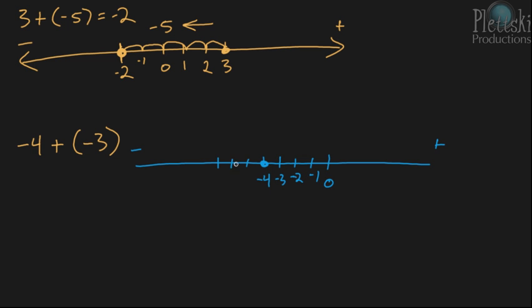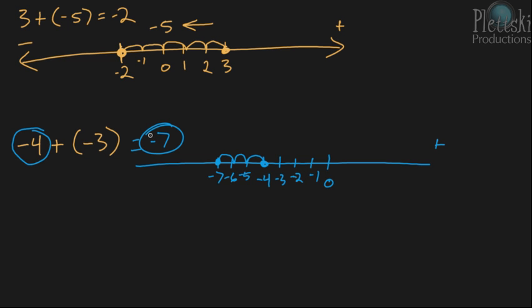We're already 4 in the negative direction because that's our starting point, negative 4. And we have to go 3 more in the negative direction. So we have to go 1, 2, 3. And we end up at negative 5, negative 6, negative 7. So negative 4 plus a negative 3 is going to equal negative 7.